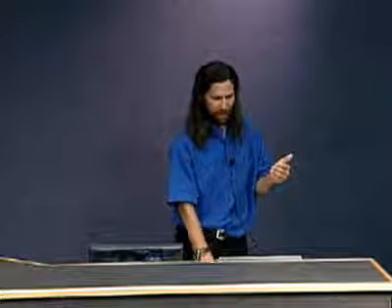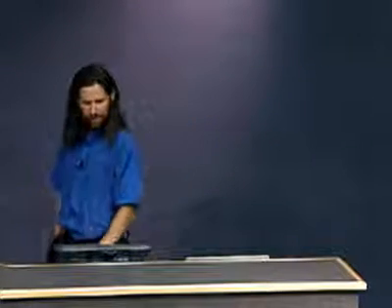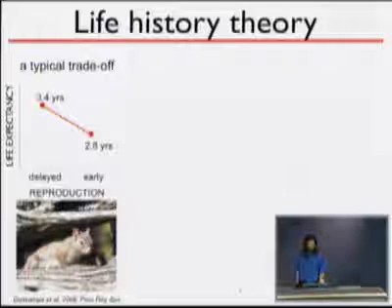In order to understand this idea, what we have to do is take a step back, look at some other examples of life history trade-offs, and see what's going on. Here's a very good example about red squirrels. In red squirrels, what we see is this situation. Let's just explain the graph first.